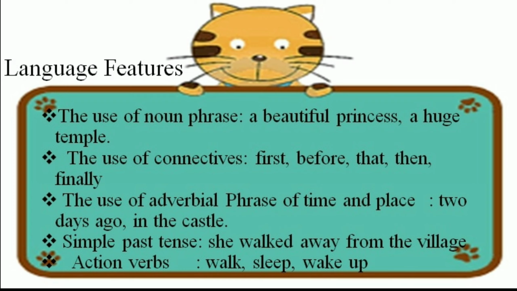Then, the use of simple past tense. For example, we can find in the narrative story like she walked away from the village. The last one of language feature is the use of action verbs. The examples are walk, sleep, and wake up.